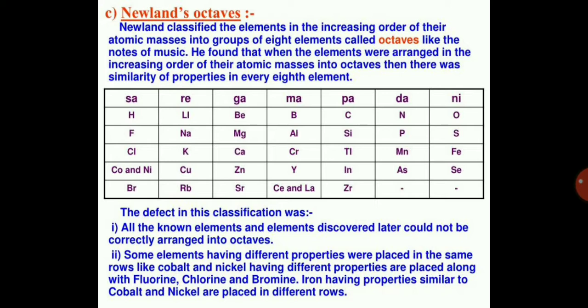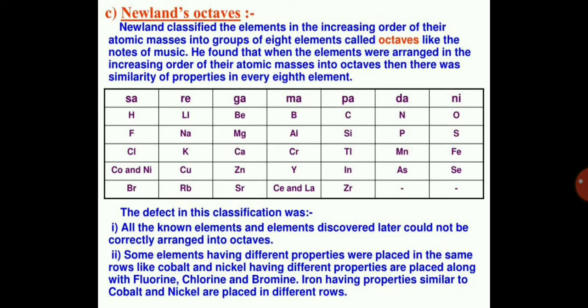Newlands was a scientist who classified the elements in increasing order of their atomic masses into groups of 8 elements. Dobereiner grouped into 3 elements. He grouped into 8 elements, called octaves, like notes of music. You know the octaves. Octaves are sa, re, ga, ma, pa, da, ni. These are called the notes of music.